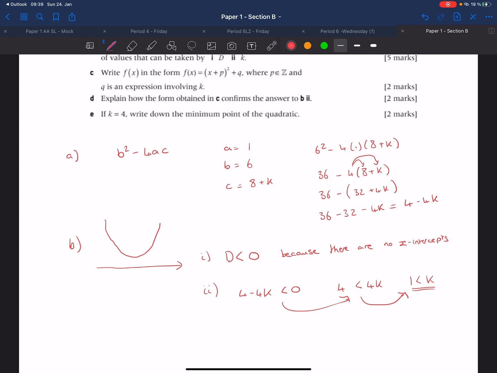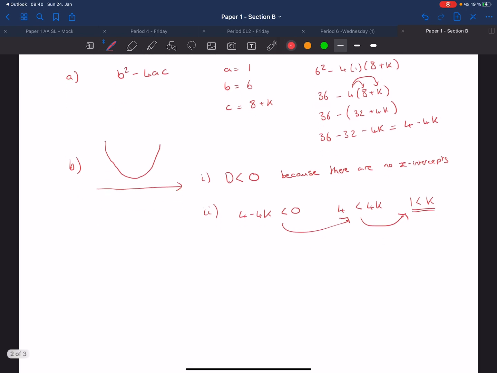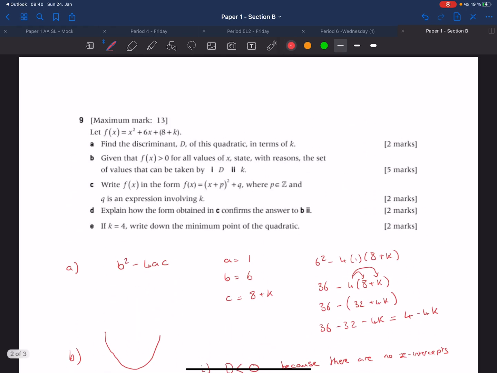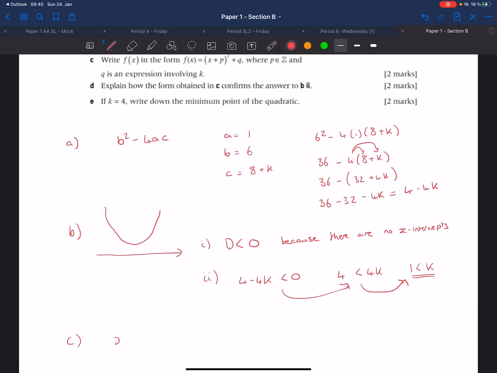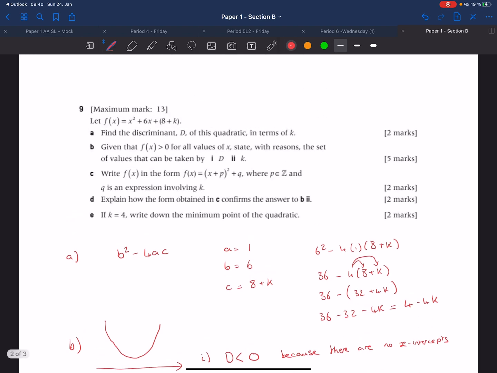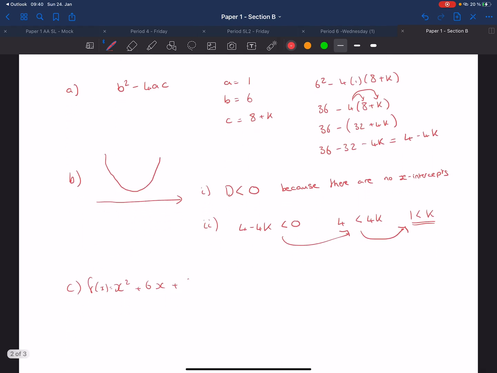So c, it says write f of x in the form f of x equals x plus p squared plus q. That is like a completed square form. And q needs to be an expression involving k. That's okay. Let's first just rewrite out our quadratic. So it's x squared plus 6x plus 8 plus k.